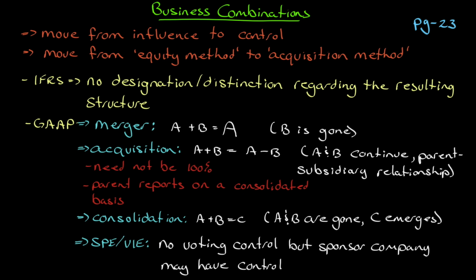Okay, well now we're going to cover business combinations. So we're moving from influence to control, which means we have to move from the equity method to the acquisition method.